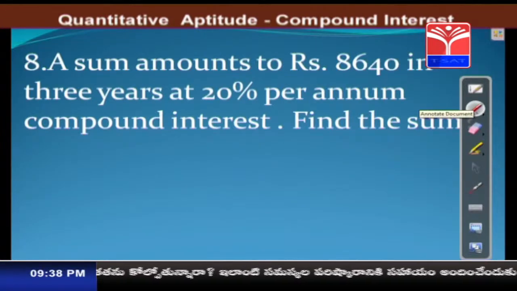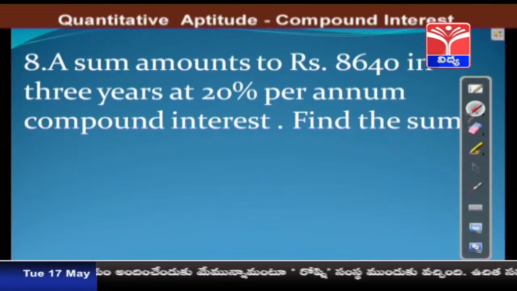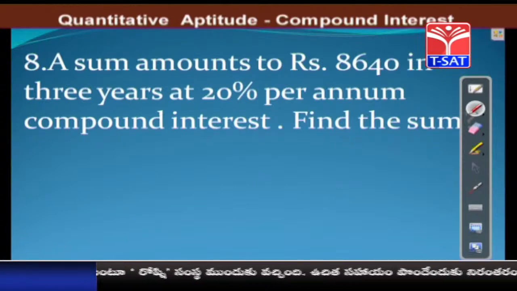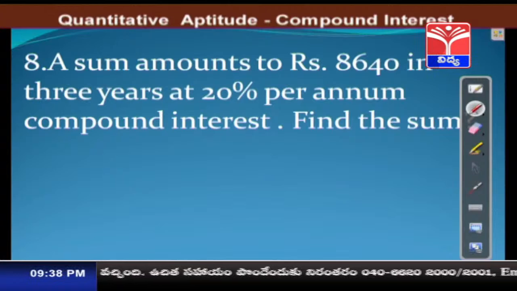A sum amounts to 8,640 in 3 years at 20% per annum compound interest. Find the sum. Wow. A sum amounts to 8,640 in 3 years at 20% per annum compound interest. Find the sum. In previous questions, if he gave the principal, then we were able to find out the amount or interest.